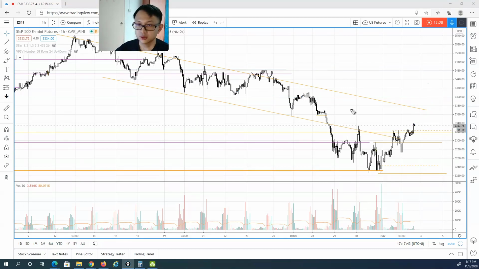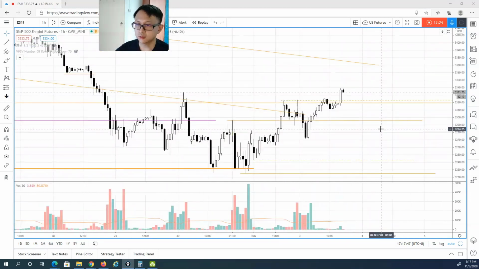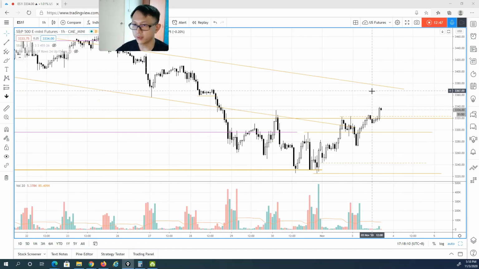Okay, so back to the election. We all know that there will be a lot of volatility around election day, especially when they're counting the votes. That's where the crazy swings to the upside or to the downside will manifest. So we just want to build up some kind of bearish or bullish scenario.